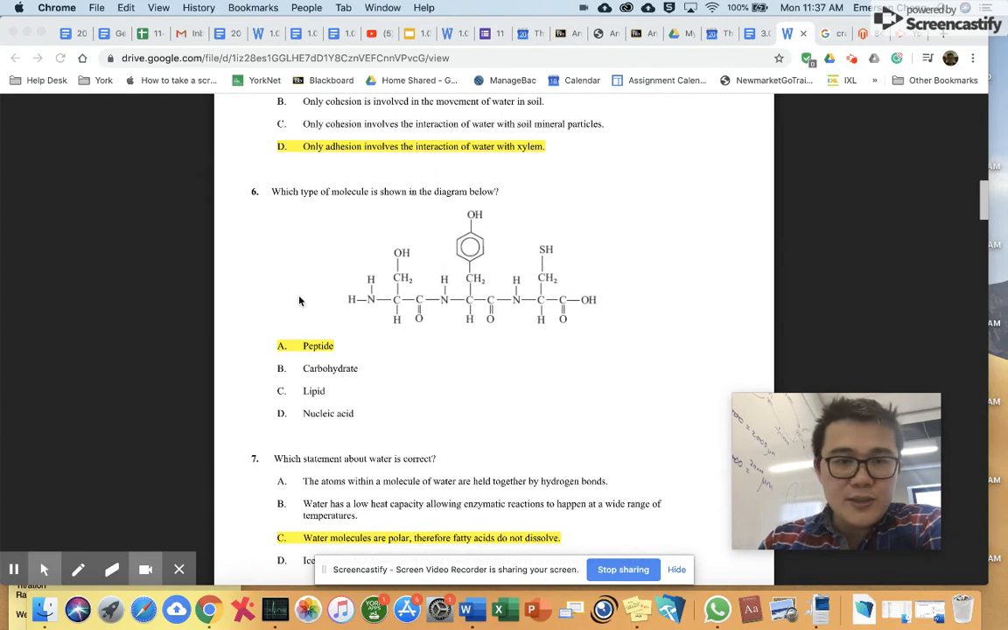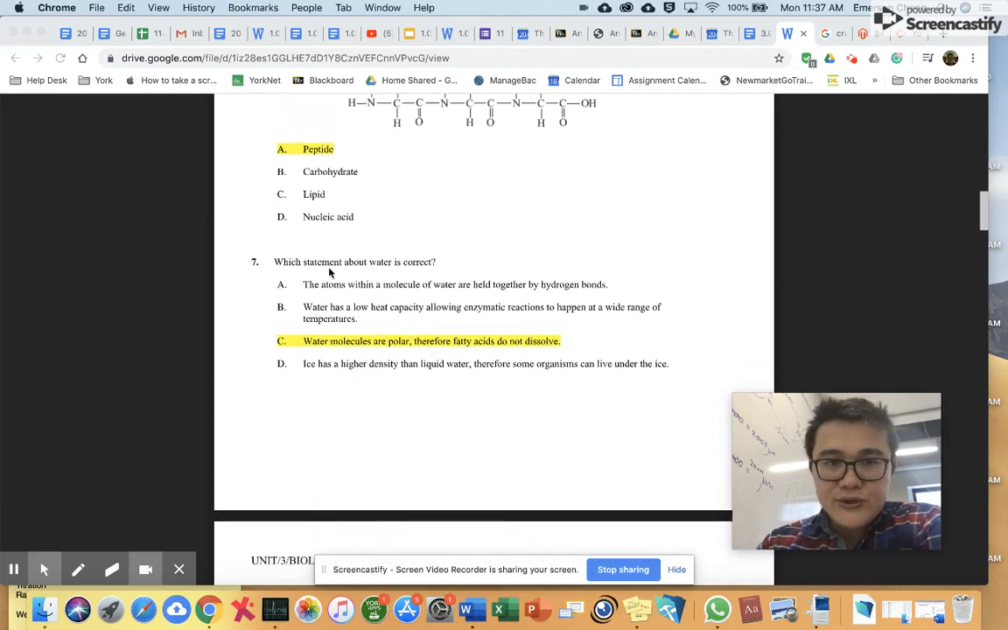This one is just a peptide. You should know what these three are. I know we didn't go through nucleic acids, but from studying these three, you should recognize this is a peptide. Notice this one from the C with the double bond O to an N of the other one. That's a peptide bond. Okay.